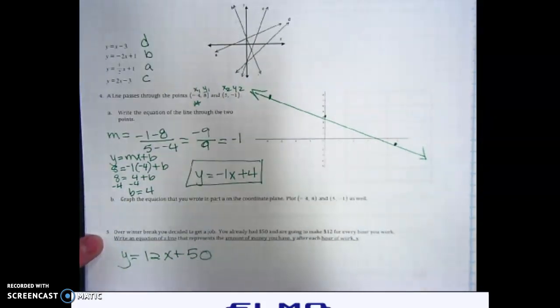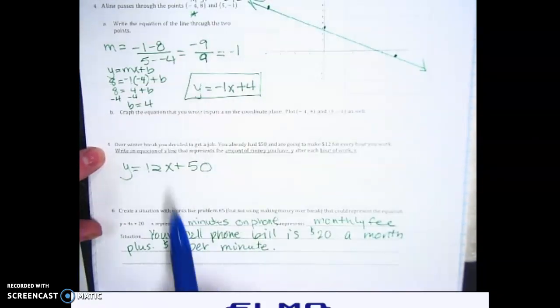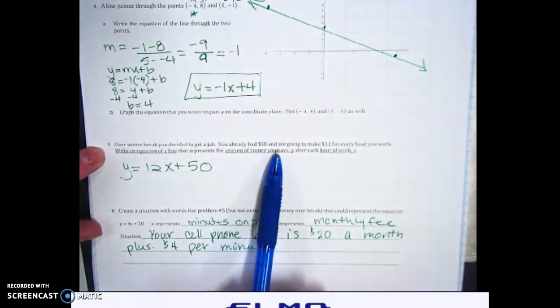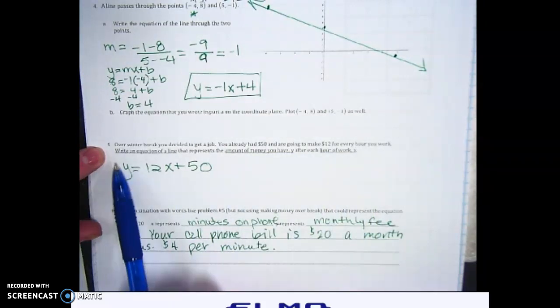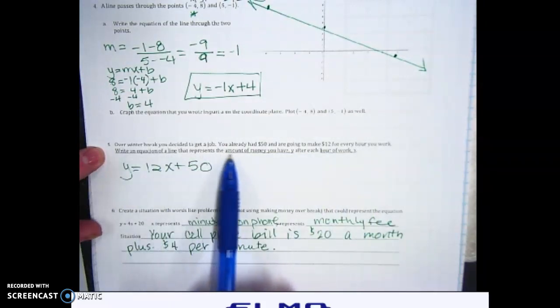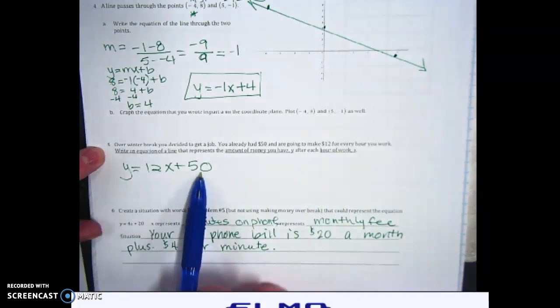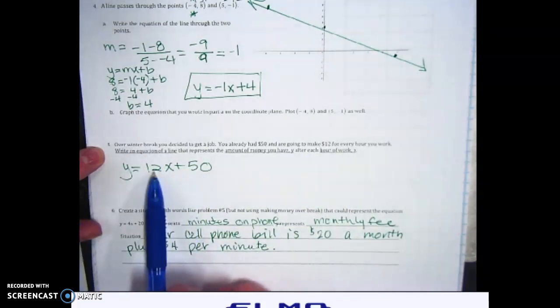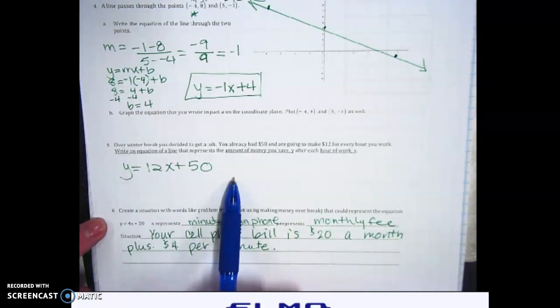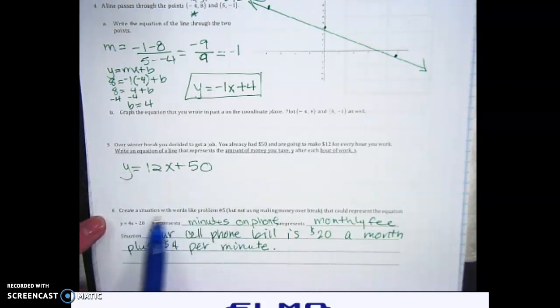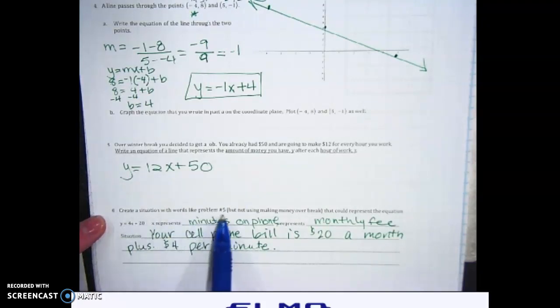Question number 5 says over winter break, you decide to get a job. You already have $50 and are going to make $12 every hour you work. Write an equation of a line that represents the amount of money you have, y, after each hour of work. So you already have $50 in the bank, but you're going to make $12 every hour that you work more. So here's your equation.